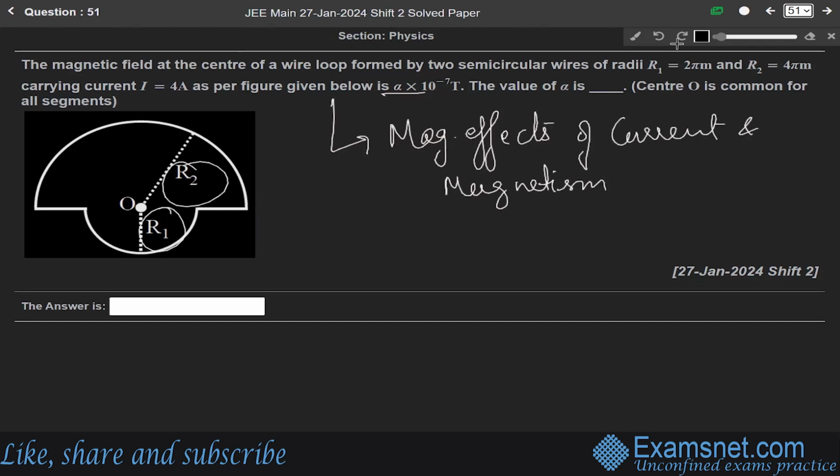The magnetic field due to these two semicircular wires, in both the cases of R1 and R2, is in the inward direction. According to this, the magnetic field for R1 will be equal to μ0 I upon 4R1, and for R2 it will be equal to μ0 I upon 4R2.